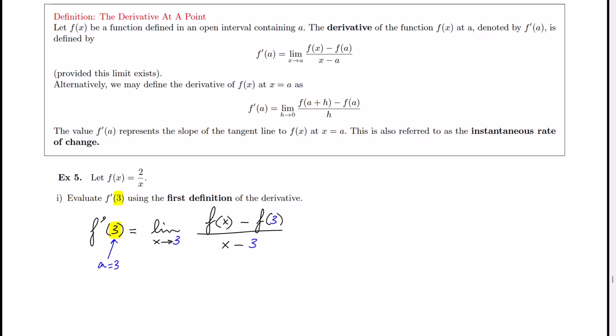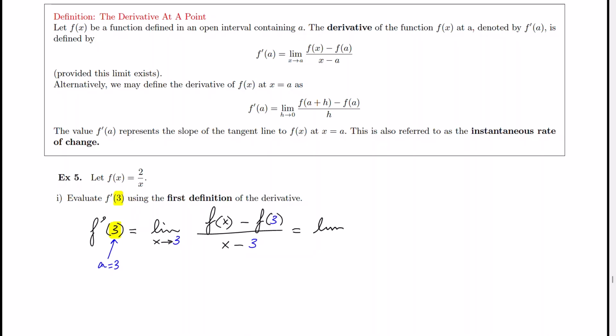So this definition will not work if I don't give you an a. And how do I give you the a? I either say it in words, here's the a, find the derivative at it, or I just say find f apostrophe of 3, and you'll know that the a I'm talking about is equal to 3. Those are the only ways I can give you the a. Okay, so that's the first definition. Let's see how this works.